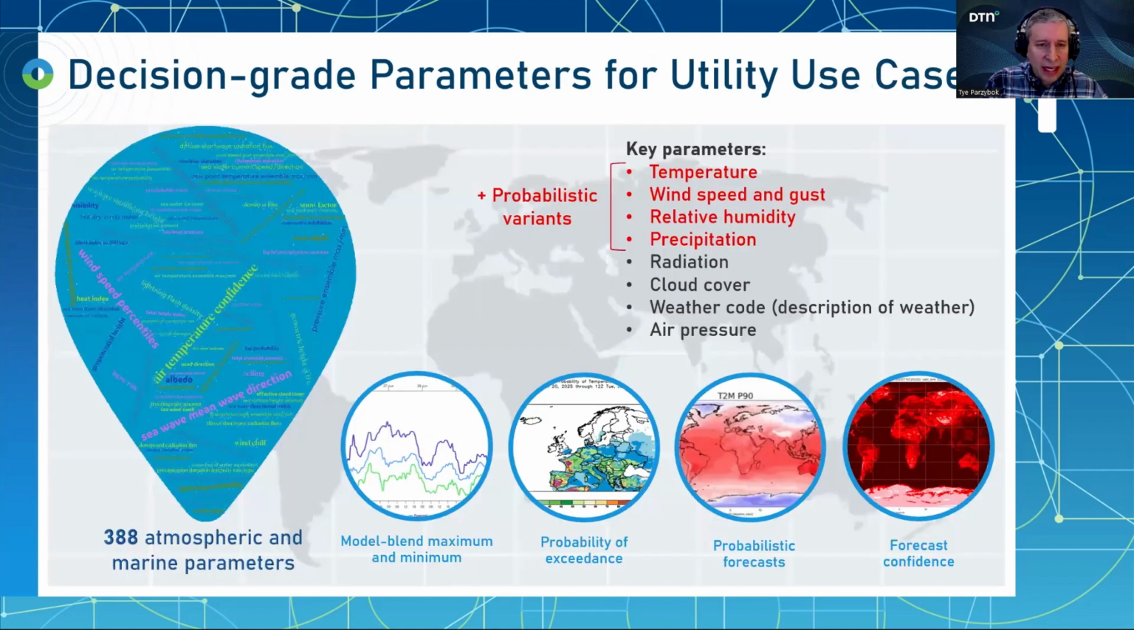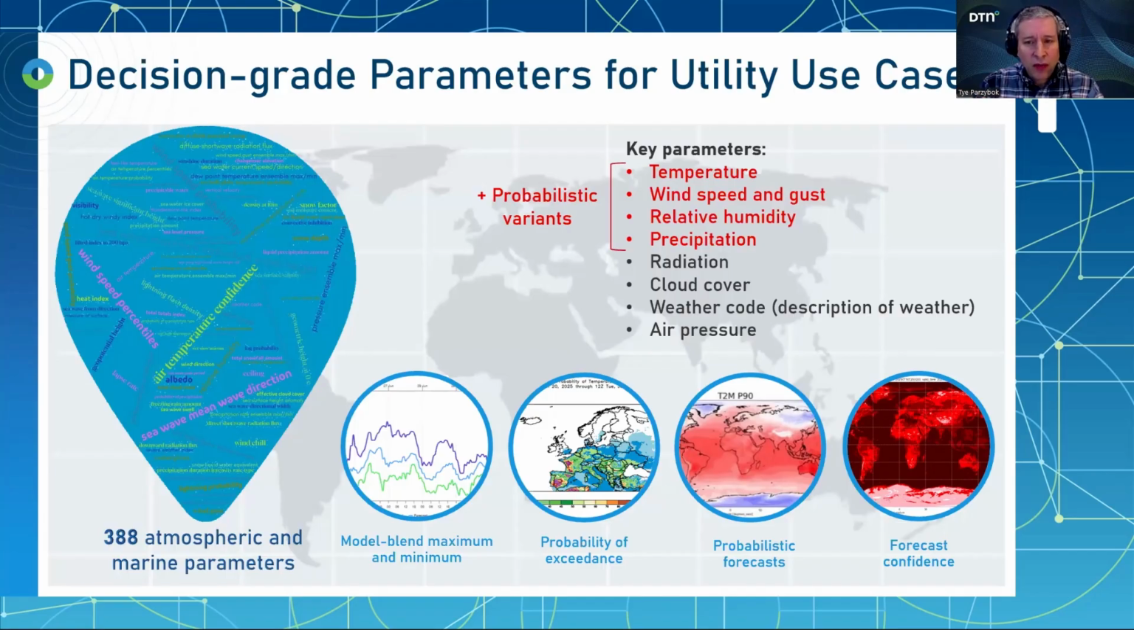All right, next slide. So, decision grade parameters for utility use cases. I really tried to pull together some of the key output parameters that you can use for your use case. As I mentioned, for any location in the US or in the world, we're getting close to 390 different atmospheric and marine parameters.